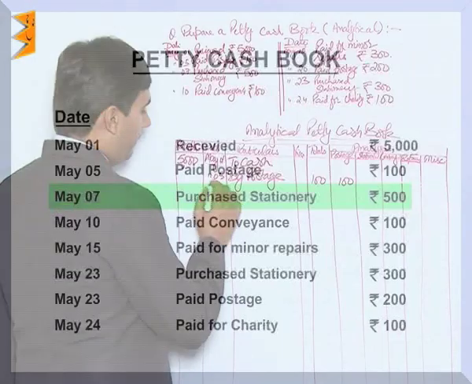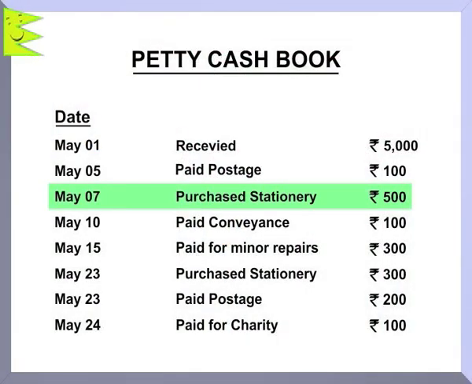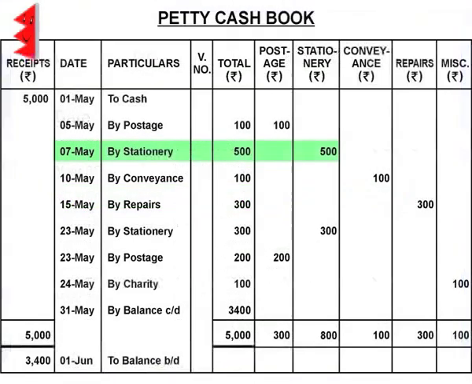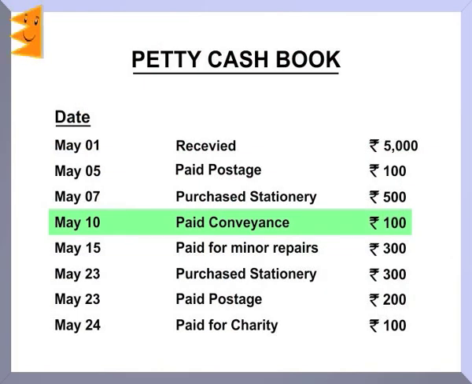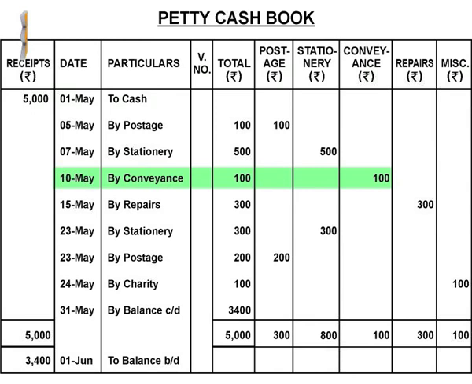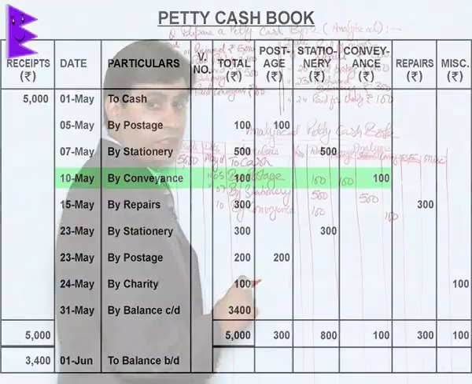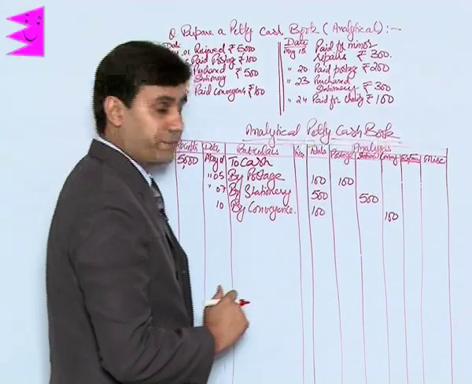Then on May 7th, purchase stationery. That means buy stationery, 500 rupees. So in the totals column, 500 rupees and 500 rupees in the stationery column. Similarly, on 10th May, paid conveyance. So by conveyance, 100 rupees have been paid. So in totals column, 100 would be entered for sure. And the second would be made in the analysis column of conveyance, that is rupees 100. And in case the conveyance column was not there, then this amount would have been put in the miscellaneous.